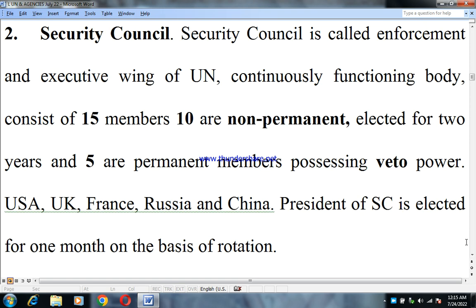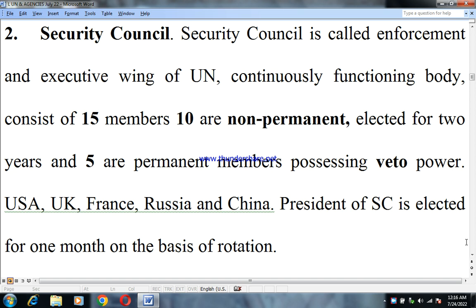Number 2, Security Council. It is the most powerful organ of the United Nations. Security Council is called the enforcement and executive wing of United Nations. This continuously functioning body consists of 15 members. 10 are non-permanent, elected for 2 years, and 5 are permanent members possessing veto power. They are United States of America, United Kingdom, France, Russia, and China.